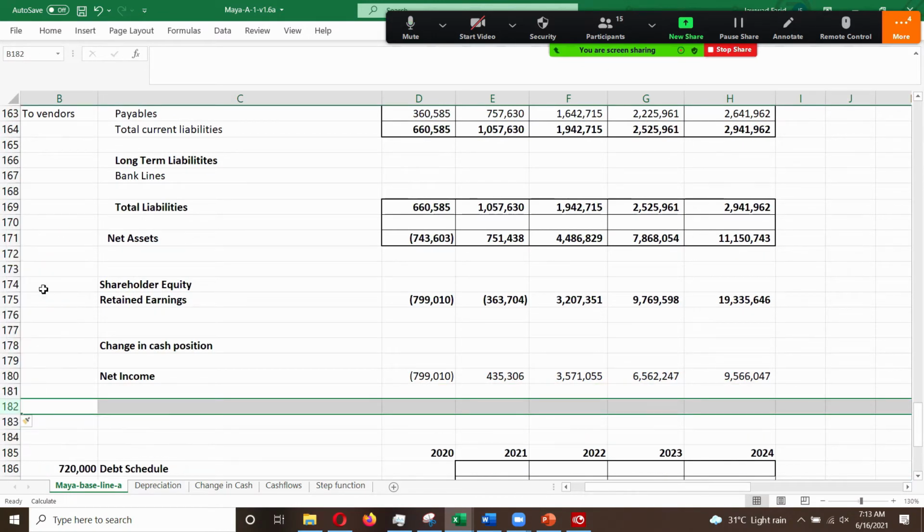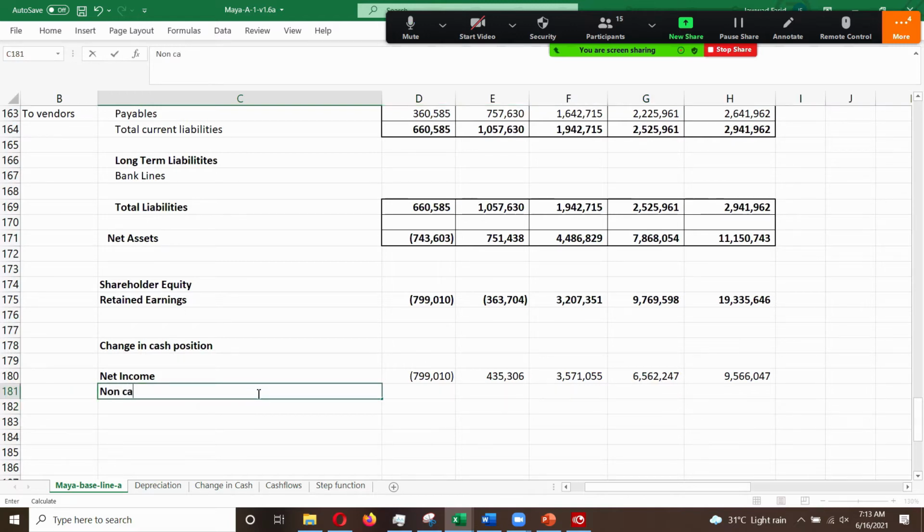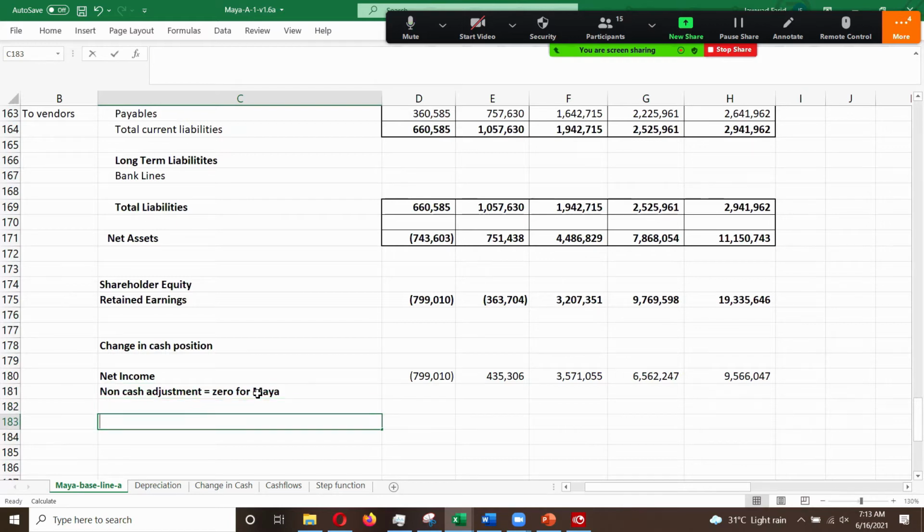So non-cash adjustments equal to 0 for Maya. So that's there. So that's step number 2. Change in working capital.